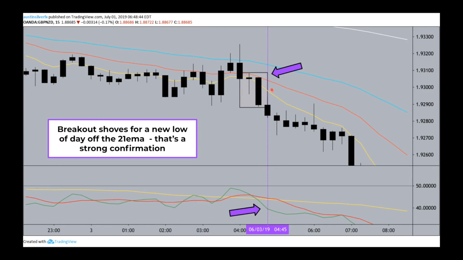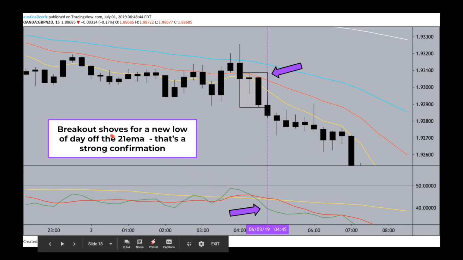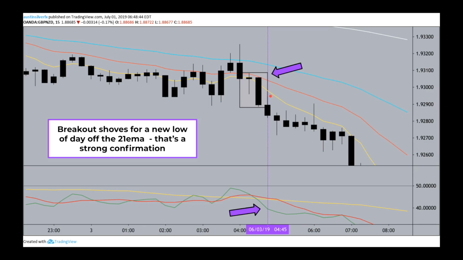Here, this is a really nice 2-candle formation, beautiful body off the 21, right? This, as I said here, breakout shoves for a new low of day, and I think that that's the most important piece, and I said that earlier when we were talking about the checklist. As you can see, it consolidated here at 2 o'clock in the morning, 3:30, off this price that it couldn't break. Set it, tested it, couldn't break it.